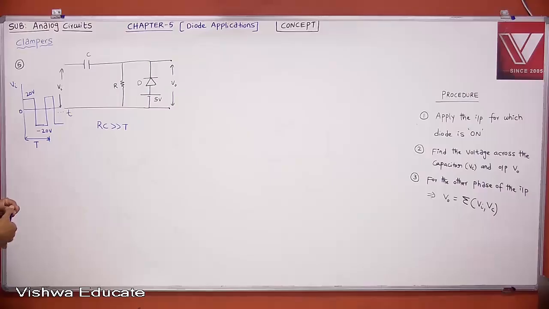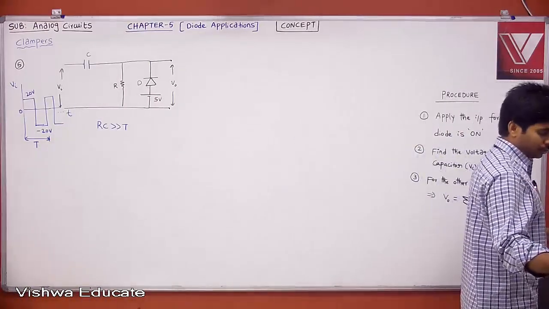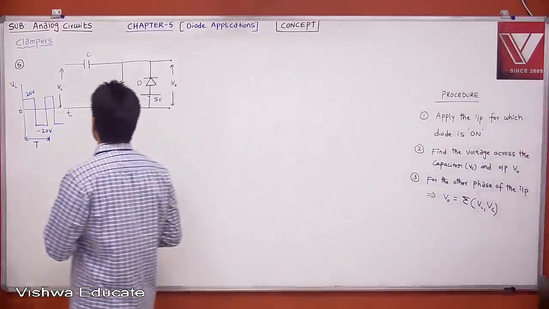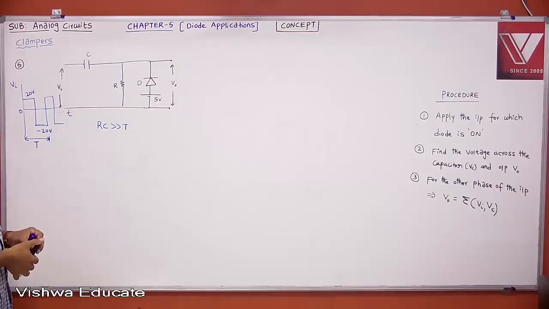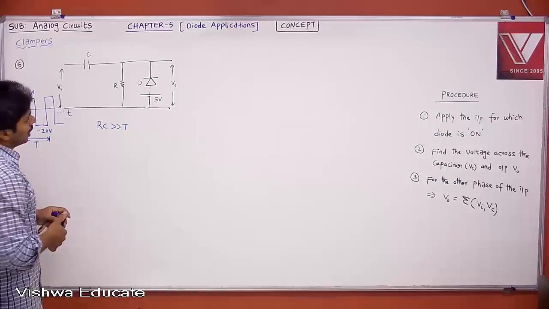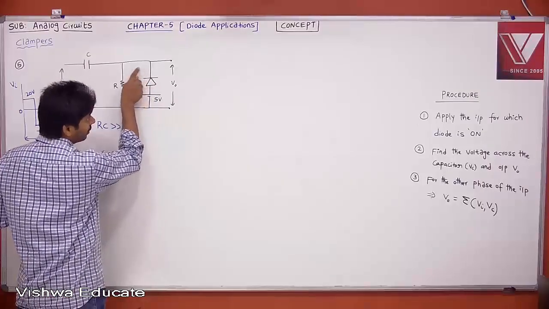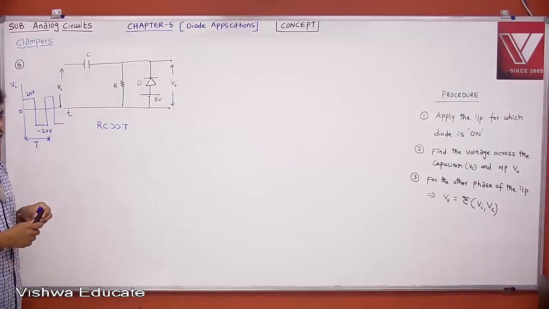Okay, let's see what your output is. Now, according to the procedure, apply the input for which the diode is on. Tell me for what input, either plus 20 or minus 20, your diode will be on. Actually, this diode already has plus 5 here. It should be less than 5, or a negative value. Then only your diode will be on, right?